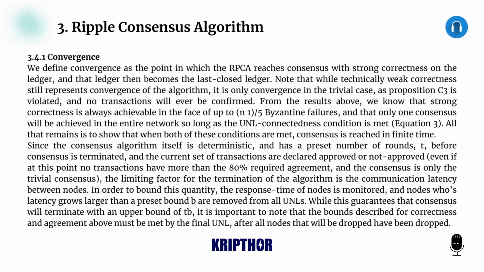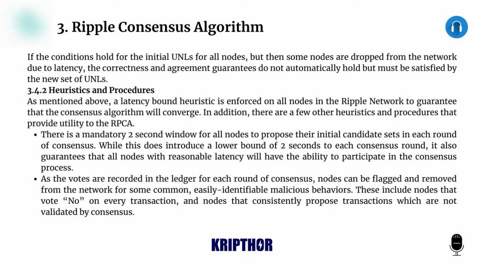The limiting factor for the termination of the algorithm is the communication latency between nodes. In order to bound this quantity, the response time of nodes is monitored, and nodes whose latency grows larger than a preset bound b are removed from all UNLs. While this guarantees that consensus will terminate with an upper bound of T_B, it is important to note that the bounds described for correctness and agreement above must be met by the final UNL after all nodes that will be dropped have been dropped. If the conditions hold for the initial UNLs for all nodes, but then some nodes are dropped from the network due to latency, the correctness and agreement guarantees do not automatically hold but must be satisfied by the new set of UNLs.